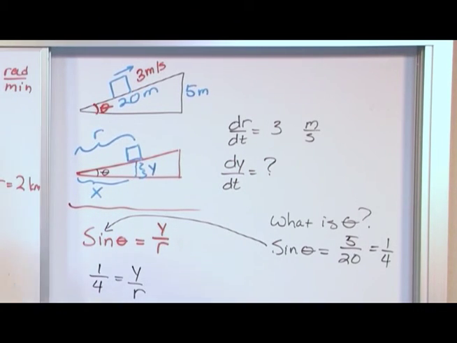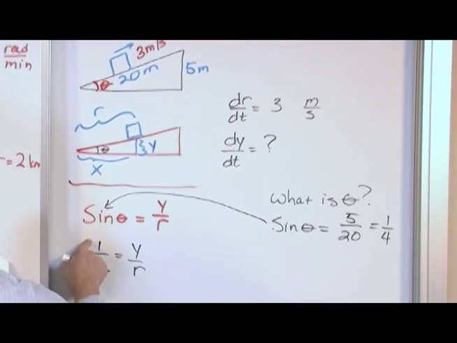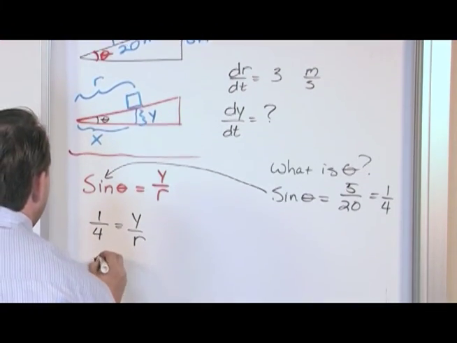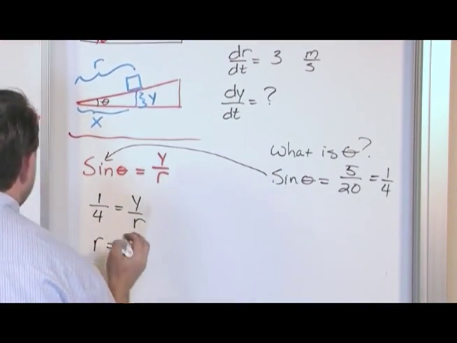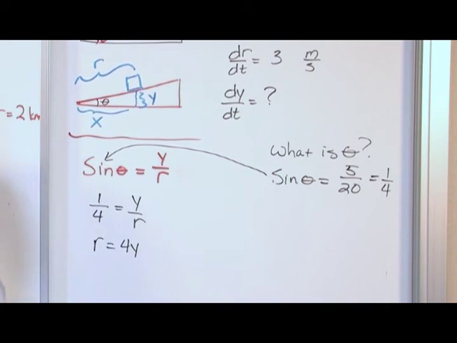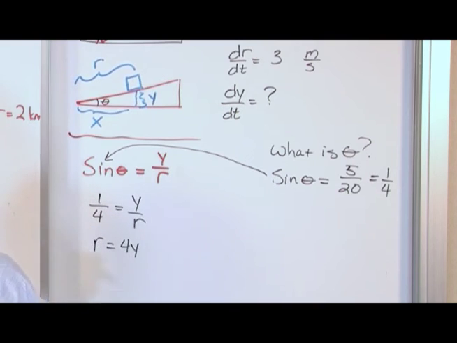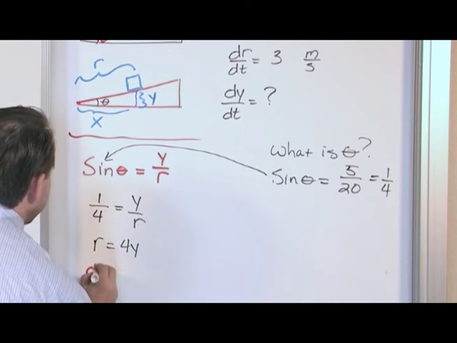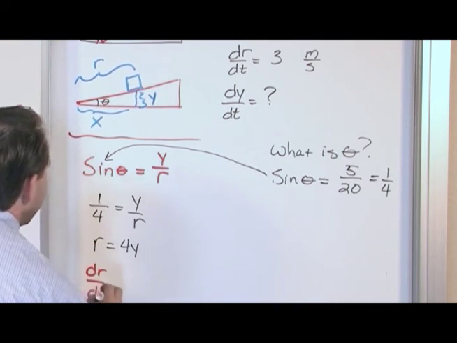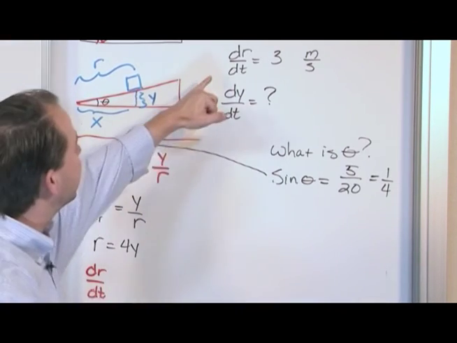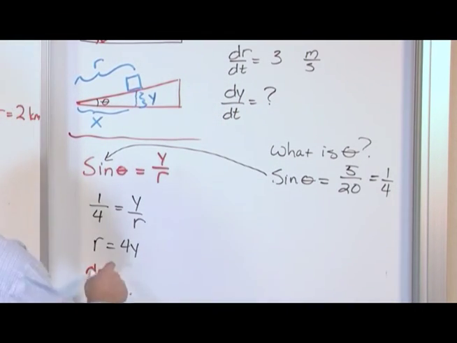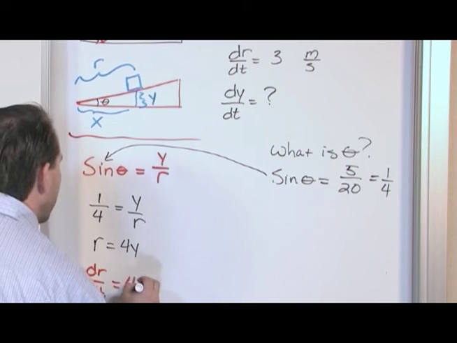Okay? And just to make it a little bit clear, let's move the r over here and let's move the 4 over here. So we'll have r is equal to 4y. So we have got an extremely simple equation here. Let's take the derivative of both sides. Take the derivative of this, you'll get dr dt. When I say take the derivative, we're taking it with respect to time because that's where we're trying to go. On the right-hand side, we'll get 4 dy dt.